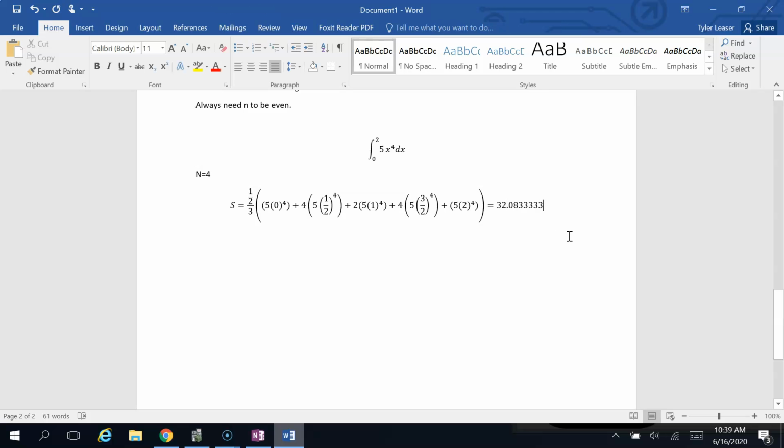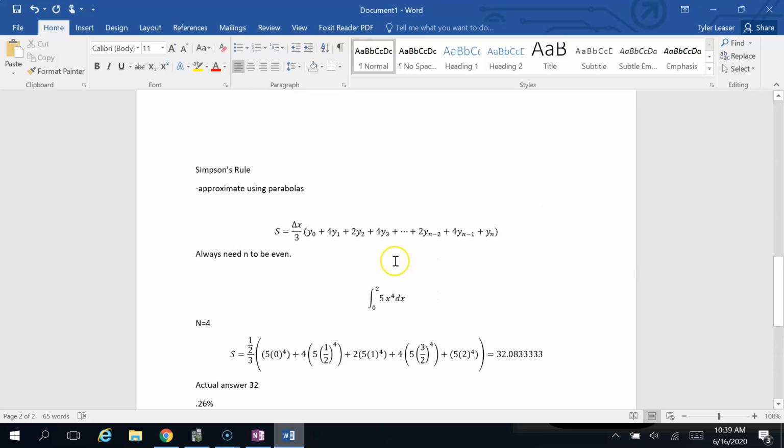Just real quick to compare that to the actual answer. The actual answer for that integral up top is 32. So again, I hope you can see how close we were. And we can find the error percentage here. So if I take that 32.08333, subtract that by 32, and then divide by 32, this time I have an error of 0.26%.